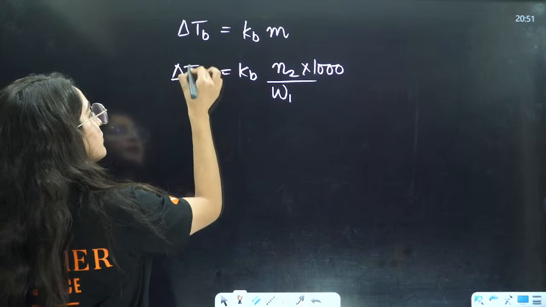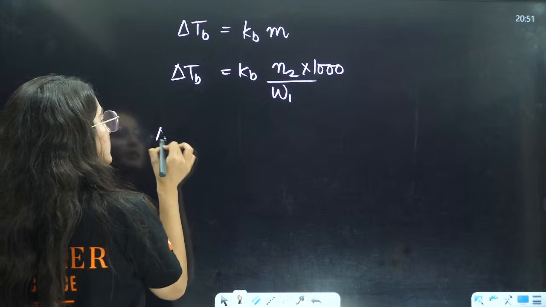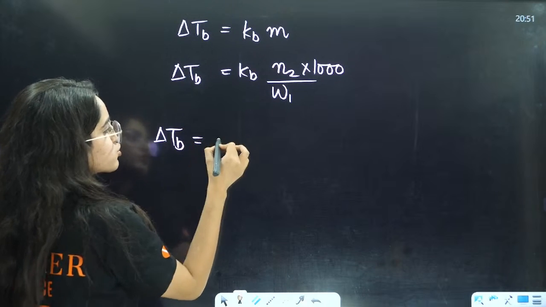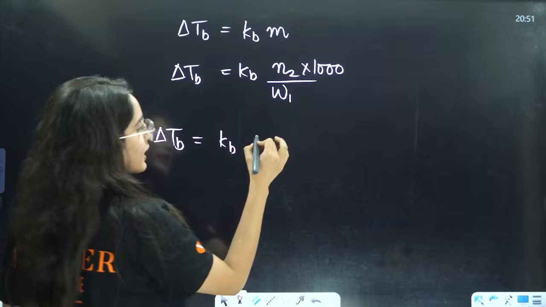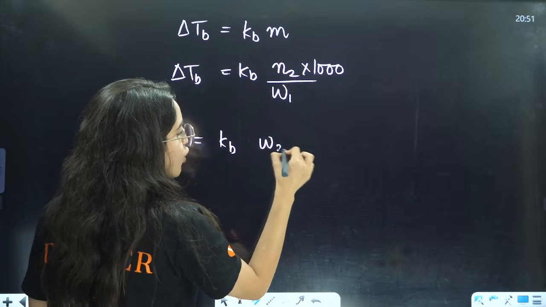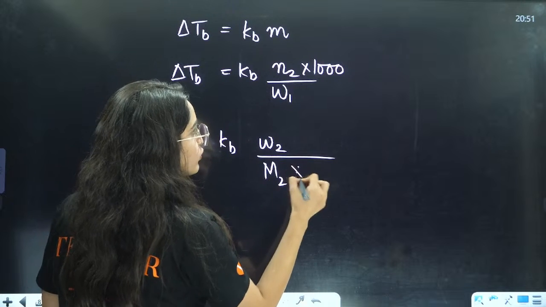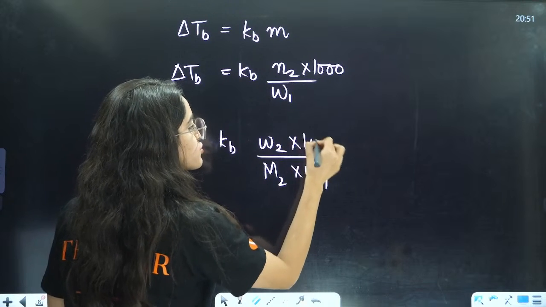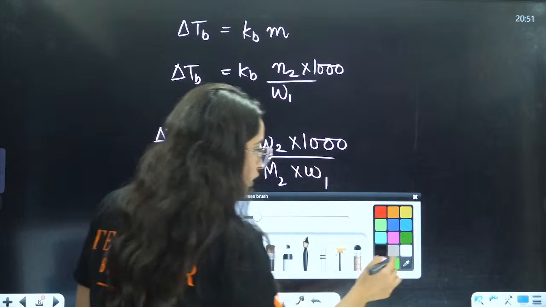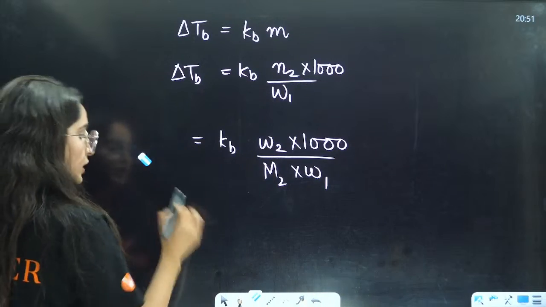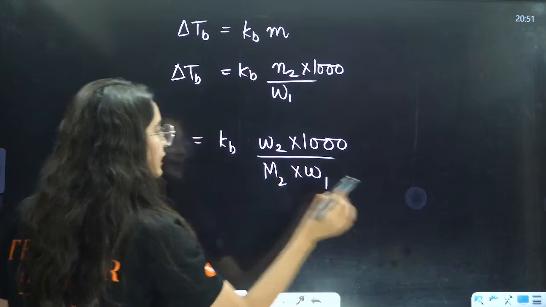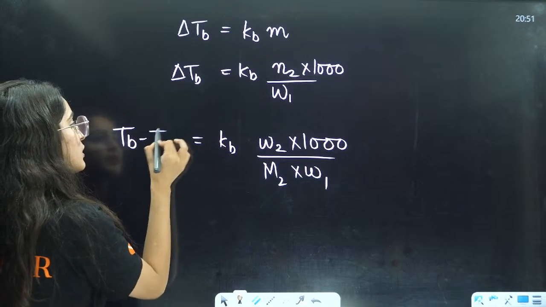This is delta TB only, right? Delta TB equals Kb, I'll tell you what Kb is. N2, number of moles, is weight divided by molar mass, so W2 divided by M2, and this is W1 and this is 1000. Now, if you want to write it, what is delta TB? Delta TB is TB minus TB naught.